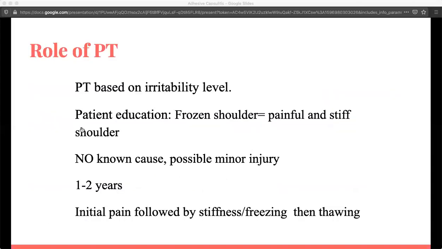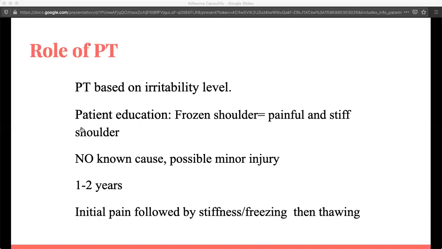All right. So a lot of times when you discuss with your patients that this is a self-limiting condition, right? You tell them these are the 4 stages, it can last for 12 to 15 months, and then it gets better by itself.